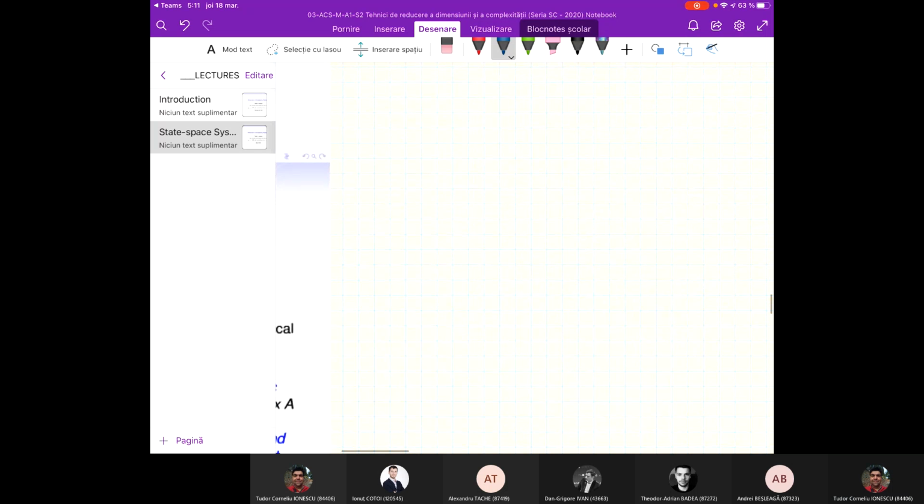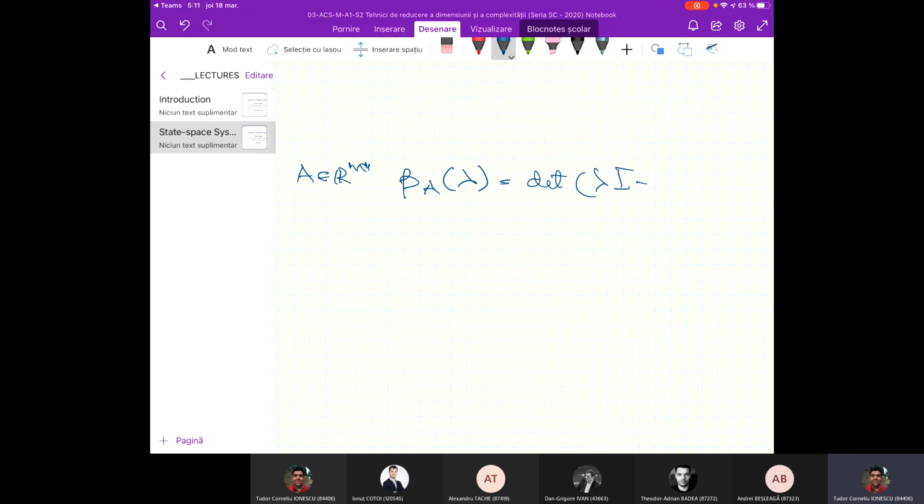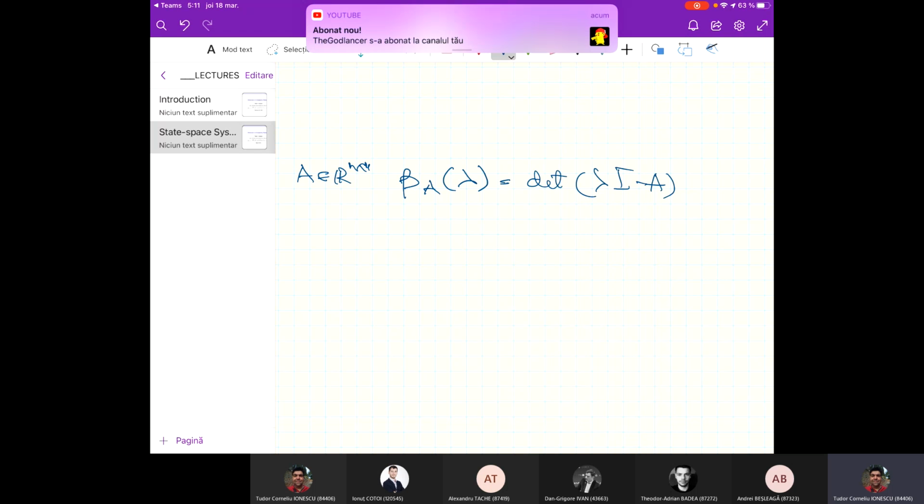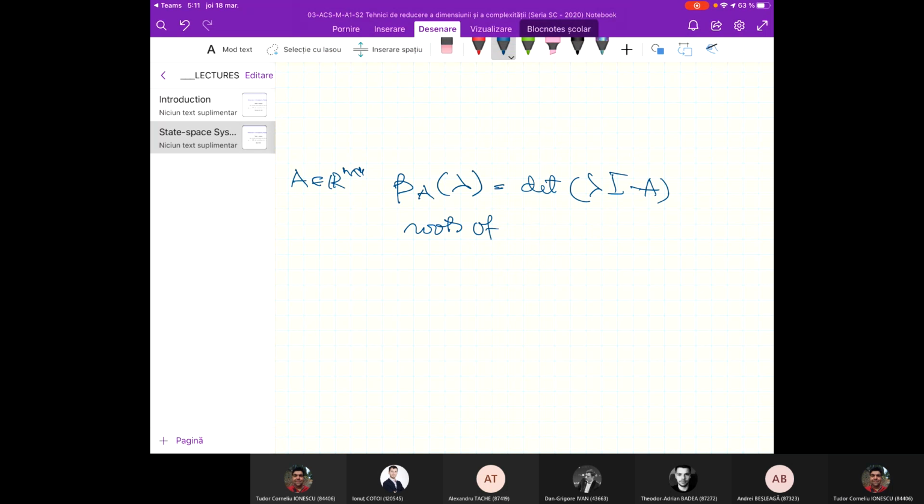I just remind you that if you have a square matrix, the minimal polynomial and the characteristic polynomial, if the matrix is non-derogatory, are pretty much the same. It is the determinant of lambda I minus A. The roots of p_A(lambda) are the eigenvalues of the matrix A, the spectrum of the matrix A.